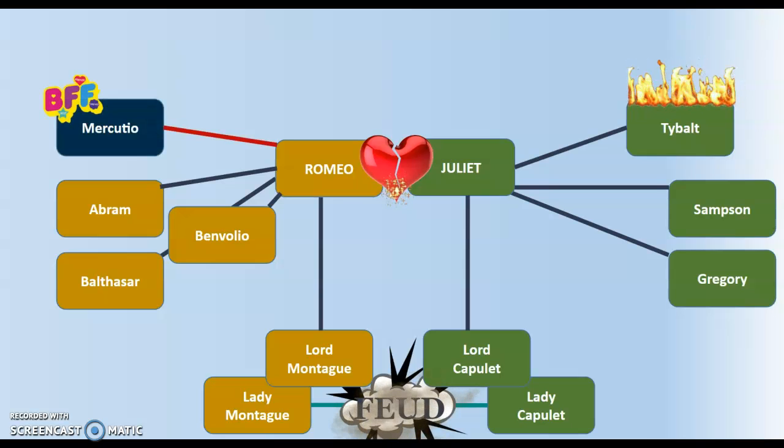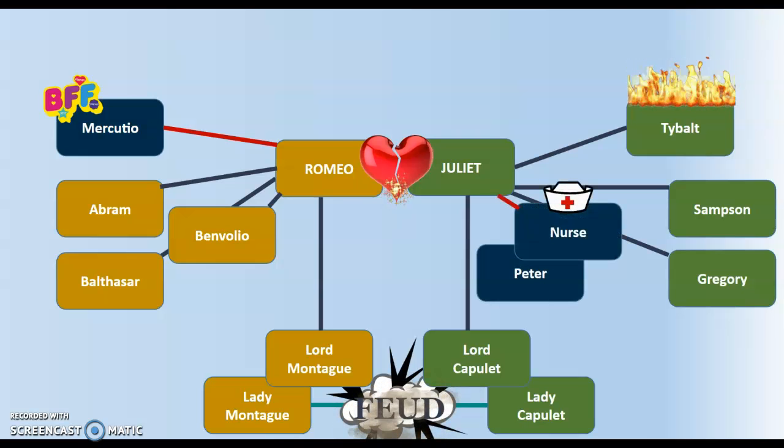Now, we have Mercutio as well. Mercutio is Romeo's best friend, but he is neither a Capulet nor a Montague. Mercutio is actually related to the prince. Similarly, we have Juliet's nurse, who again is not related to her, but she took care of her. She raised Juliet. She is not a Capulet, but she lives with the Capulets and is paid by the Capulets. And the nurse has a servant named Peter.